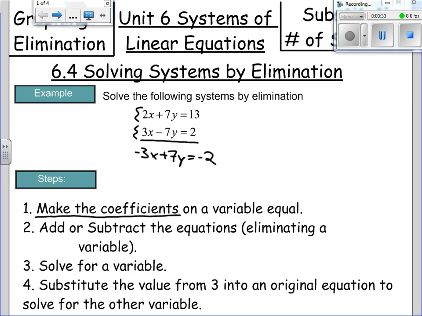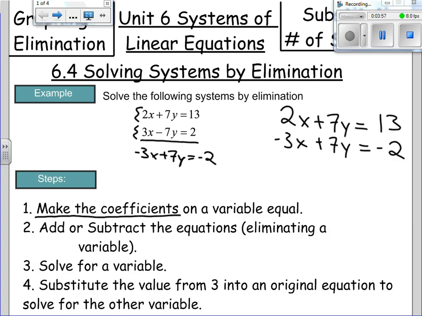Now that they're the exact same, we want to subtract the two equations. Rewrite it over here. So we have equation 1, 2x plus 7y is equal to 13. The second equation is negative 3x plus 7y is equal to negative 2. Since our variables are the exact same, we want to subtract the two. We're going to subtract this equation by that. So what's 2x minus negative 3x? 5x. Minus a negative is a positive. So you got 5x. 7y minus 7y is 0. 13 minus negative 2 is 15.